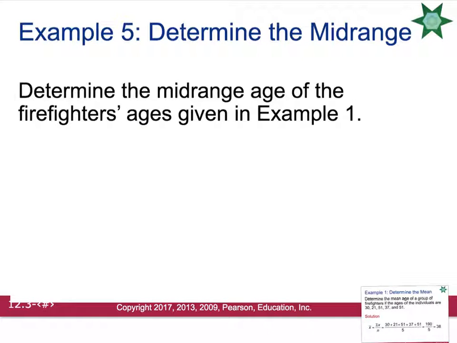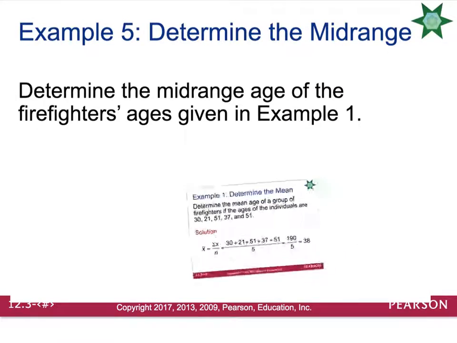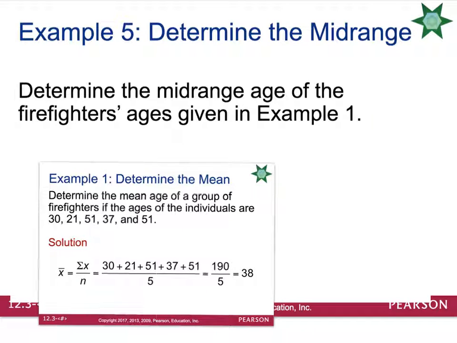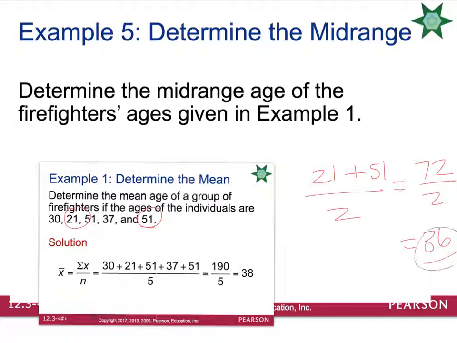So if we look at our example of our firefighters again, and I want to find the mid-range, I need to take the lowest firefighter age that I see, which is 21, plus the highest firefighter age, which is 51, add them together and divide it by 2. So I'll have 72 divided by 2, which would give me 36.